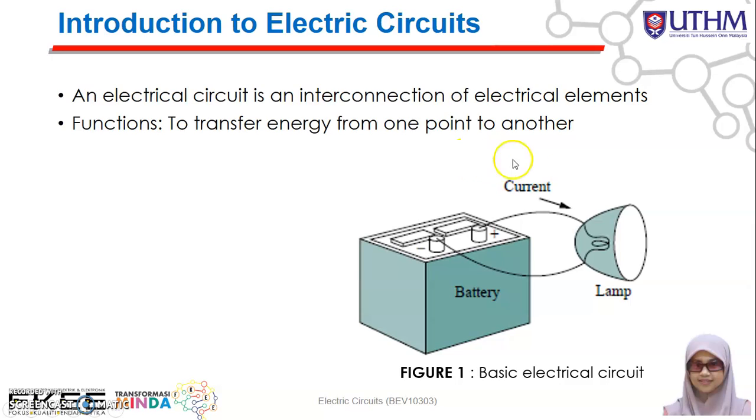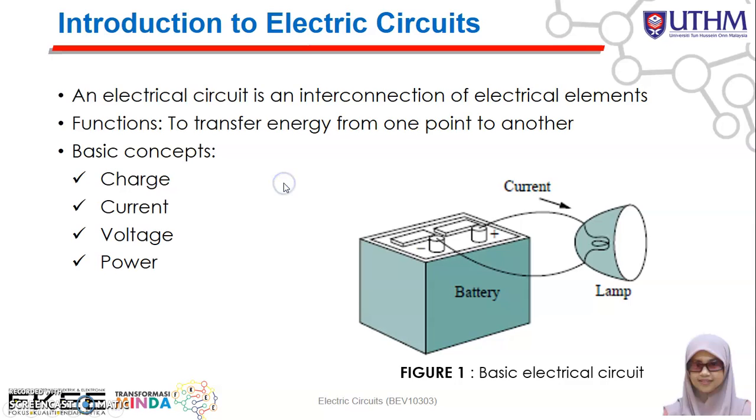Based on the electrical circuit, there are a few basic concepts that you must know in order to understand the fundamentals of the electrical circuit. The concepts include the definition of charge, current, voltage, power, and circuit element. In this case, the elements are represented by the battery, lamp, and the connecting wire. And finally, you are going to see the definition of energy.